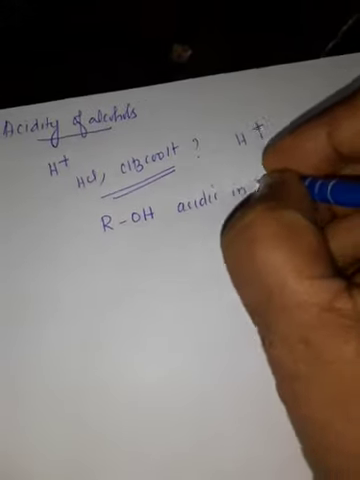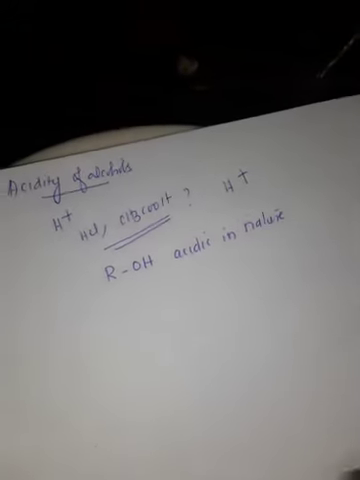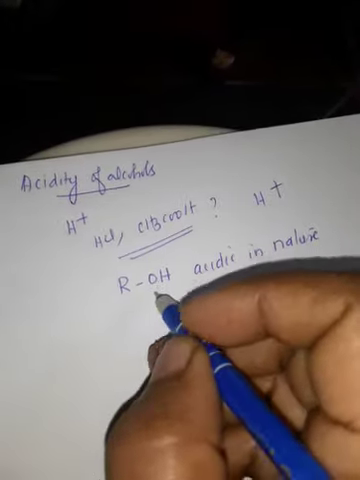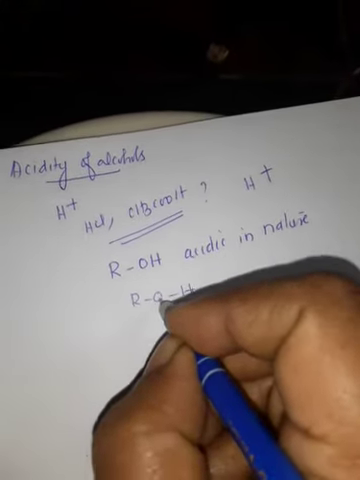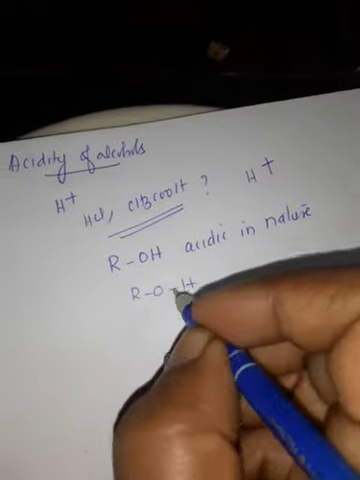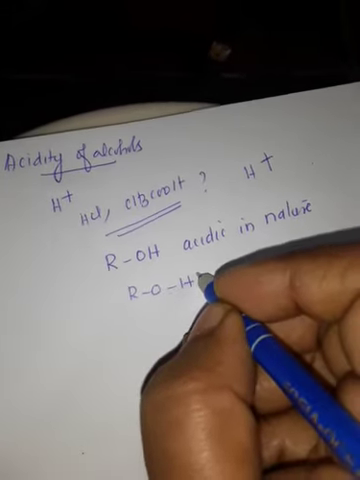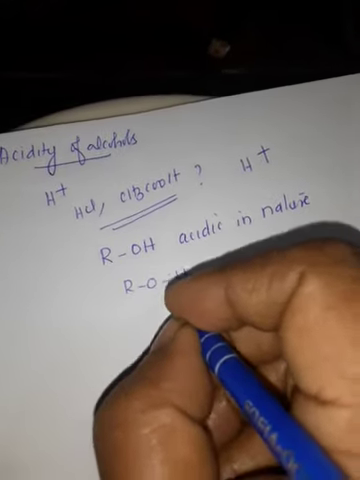Why is it acidic in nature? Because it can donate protons. So how does it become acidic in nature? The bond between O and H in ROH is polar in nature, so it can donate protons, but alcohols are weakly acidic when compared to water.